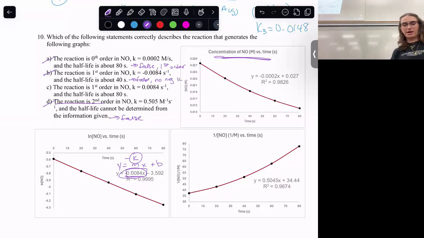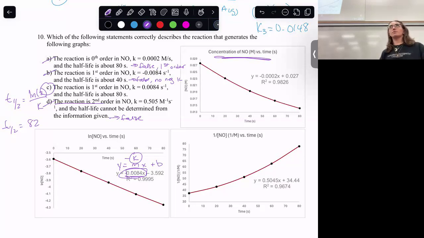How are we going to prove that our half-life should be about 80 seconds? You can plug it into the half-life formula. T1/2 for first order, does anyone remember off the top of their head? ln2 over k. And if you plug that in, you get T1/2 of about 82 seconds. So that's about 80. That checks out. Does that help?